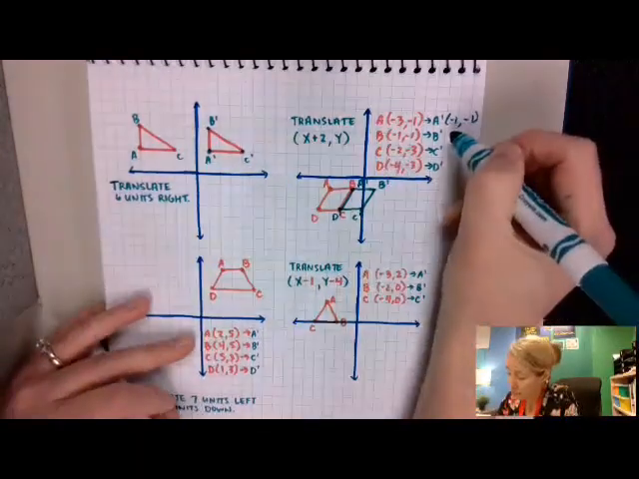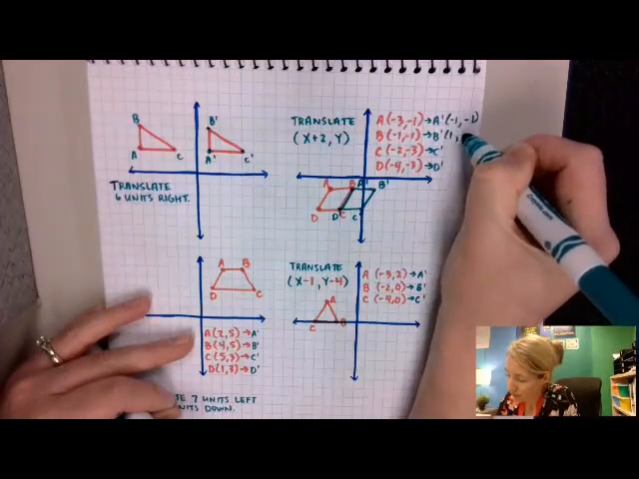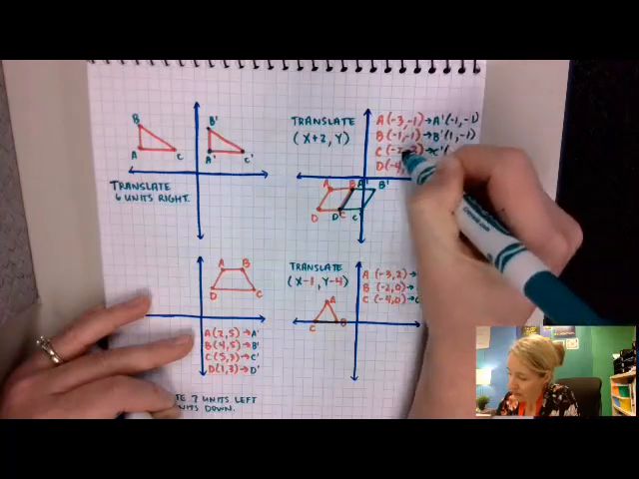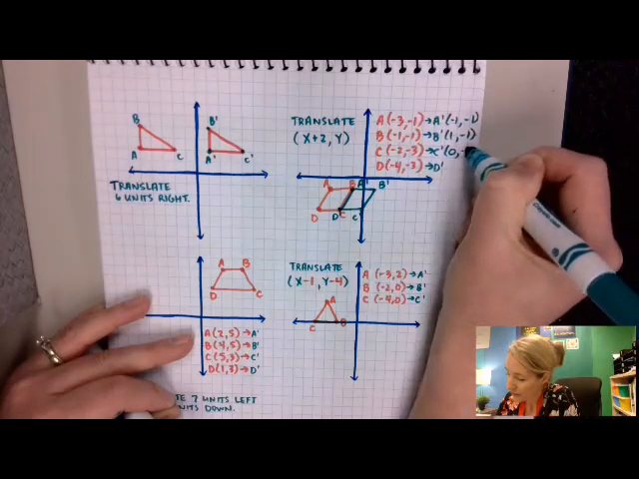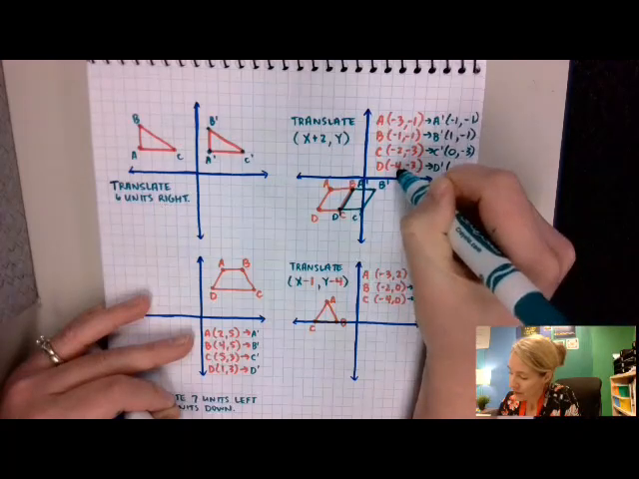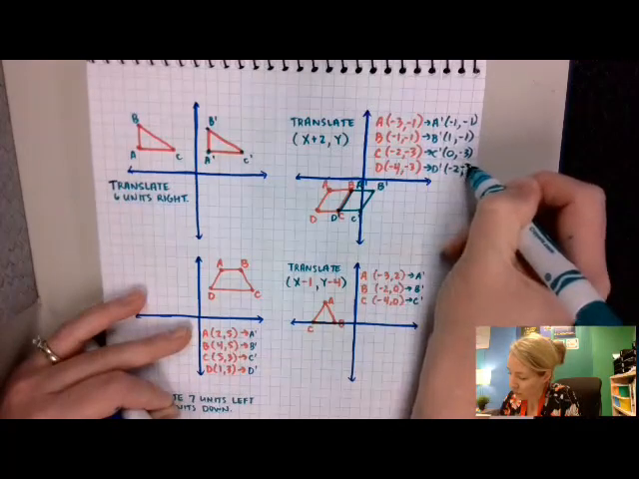And then -1 plus 2 is going to be 1. My y stays the same. -2 plus 2 is 0. And then it goes down -3. -4 plus 2 is -2. And again, my y stays the same.